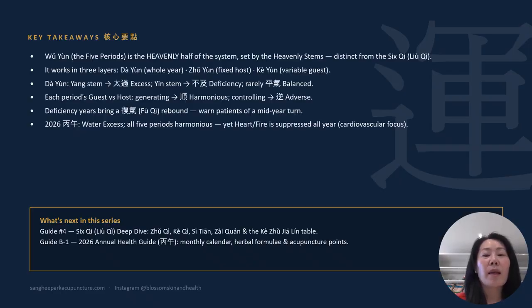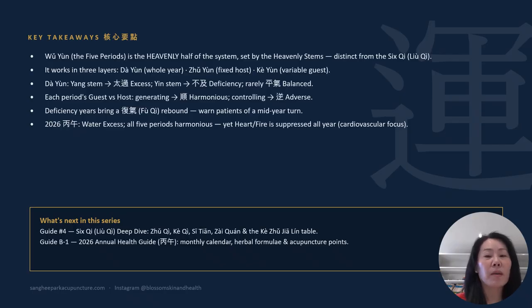Let me give the key takeaways. 1. The Wu Yun, the 5 periods, is the heavenly half of the system set by the heavenly stems, and is distinct from the 6 qi, which we tackle next. 2. It works in 3 layers: the Wu Yun for the whole year, the fixed Zhu Yun host period, and the variable Ke Yun guest period. 3. The Wu Yun is excess in yang stem years, deficiency in yin stem years, and only rarely balanced.